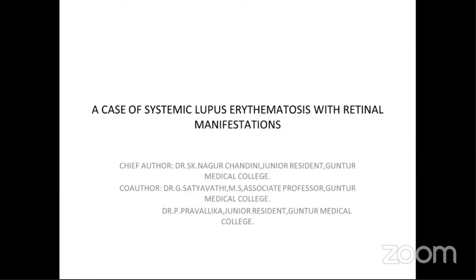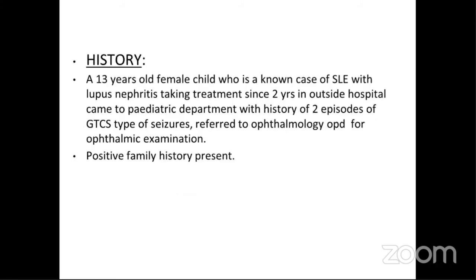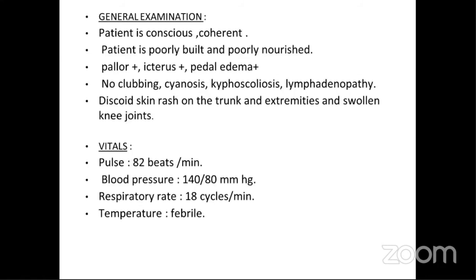Good morning, one and all. Today my topic of presentation is a case of systemic lupus erythematosus with retinal manifestations. History: a 13-year-old female child, a known case of SLE with lupus nephritis, taking treatment for 2 years in an outside hospital, came to the pediatric department with a history of 2 episodes of GTCS type of seizure, and was referred to the ophthalmology OPD for ophthalmic examination. Positive family history is present.